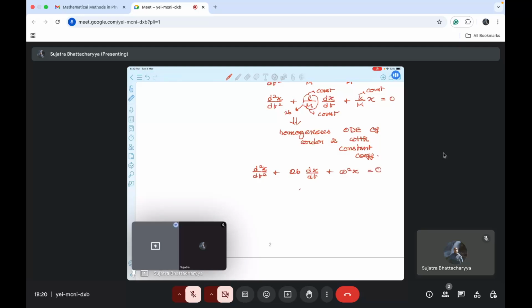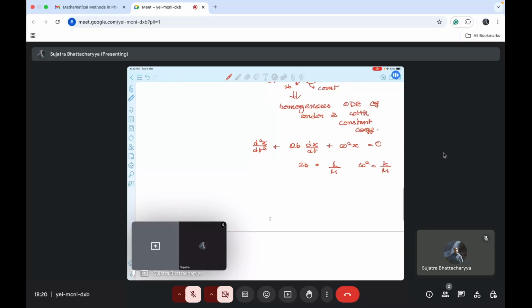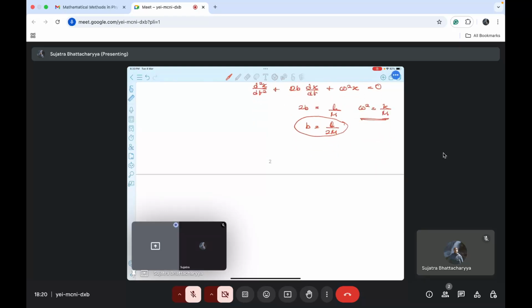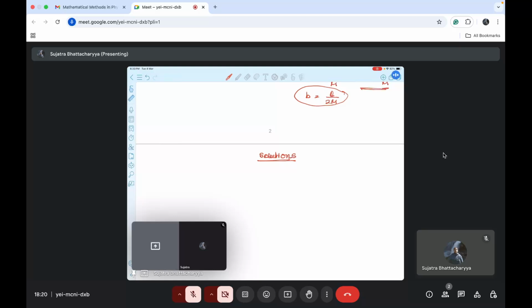So what we are writing is that 2b is equal to L by m, omega square is equal to k by m. That's what we are trying to write. Or b is equal to L by 2m. This is how it is defined. So that's all. Fine. Now we try to look for the solutions, right? And for the solutions, it will be only the complementary functions, no particular integrals because it is not inhomogeneous. Fine. So for that, we write the auxiliary equation as alpha square plus 2b alpha plus omega square equals 0.